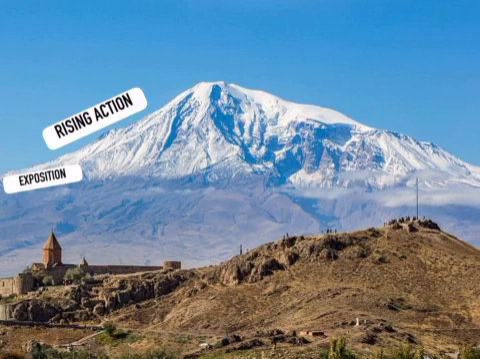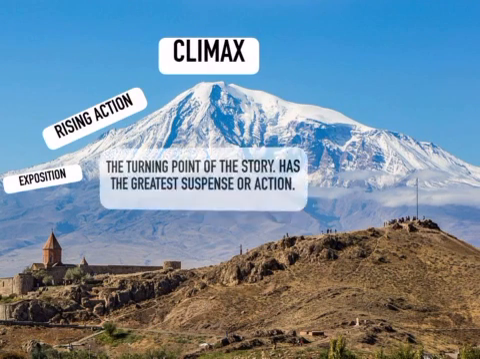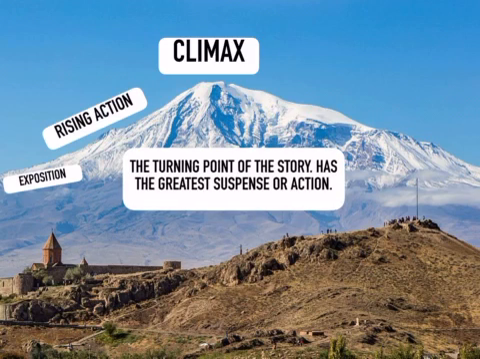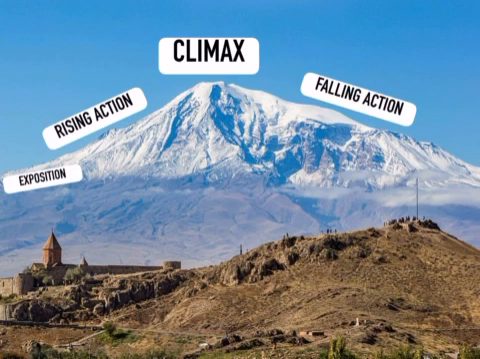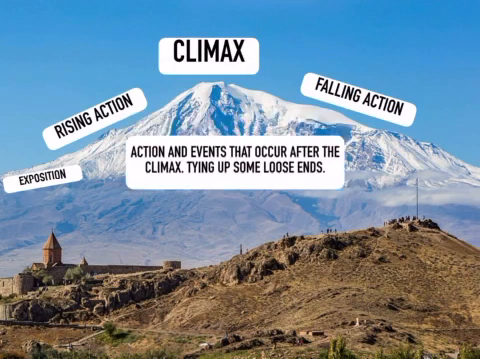This leads us to the climax. The climax is the turning point of the story. It has the greatest suspense or action. This is the most intense part of the story. So, Gaston goes to kill the beast. He stabs him and thinks he killed the beast, but Belle says she loves him, and the spell is broken, which leads us into the falling action.